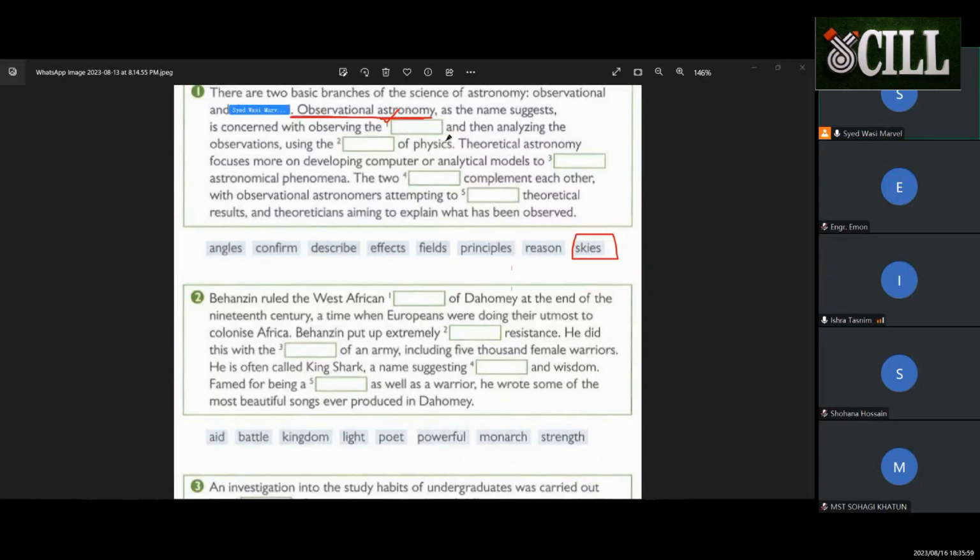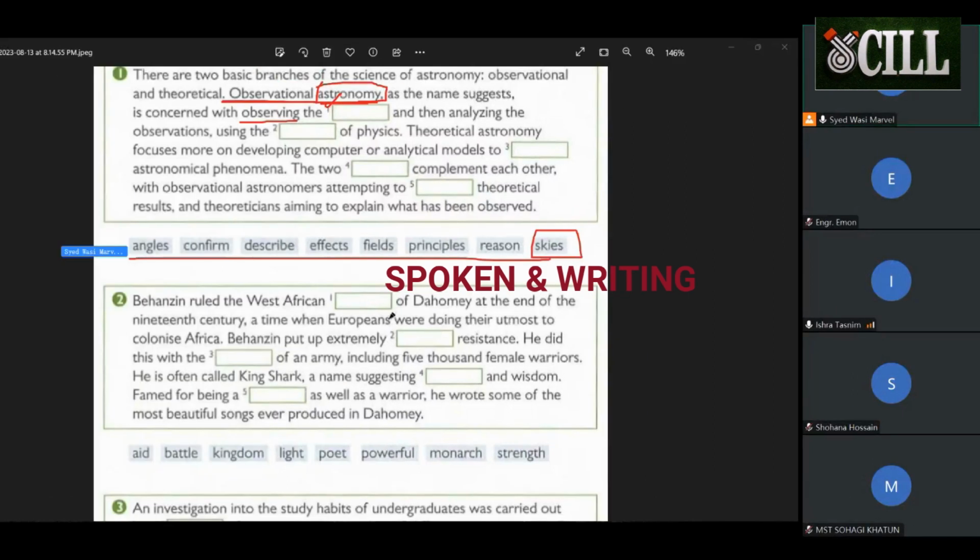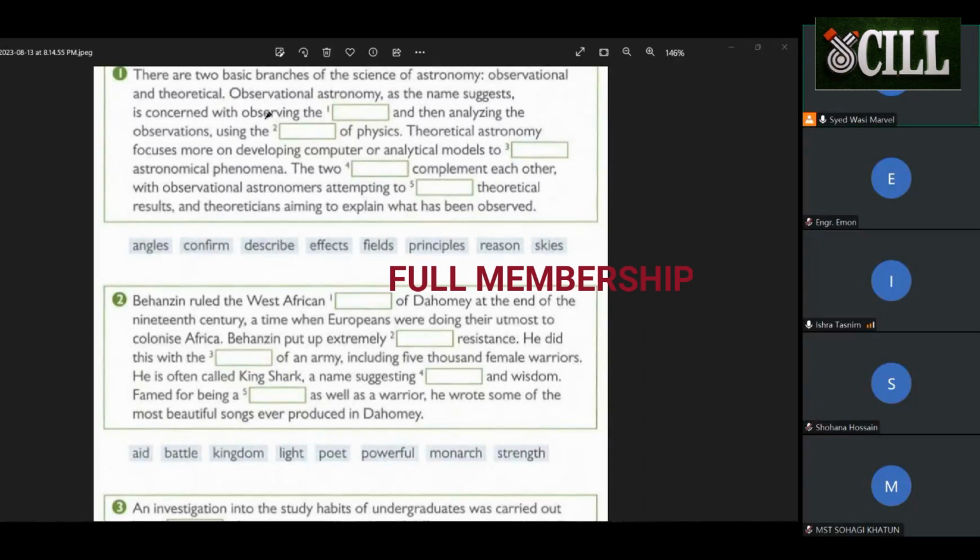That means they observe, it's practical. And here it says observing the dash. So if astronomy is the study of space and it involves observing something, then what will you observe? Of course it's something from space. And in the list of these words, you get only one word that can be observed in astronomy, that goes with astronomy, that is the skies. If you look at other words, for example, reason, we can never observe it.